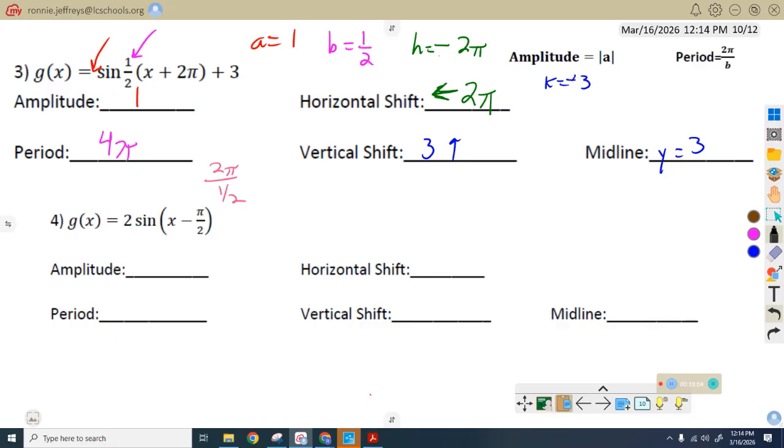All right, so that's where we're going to start our lesson. They're going to work on the rest on their own. There are 5 more.